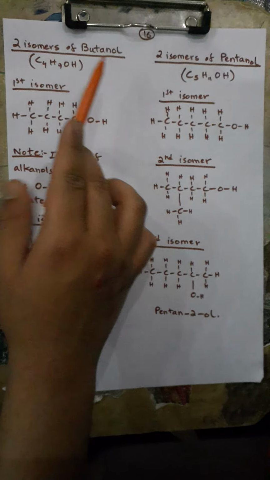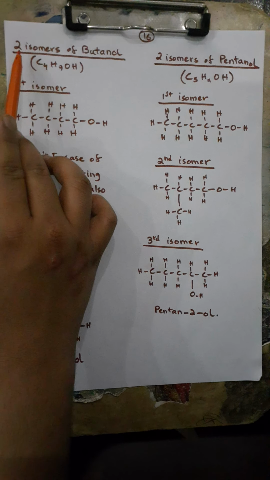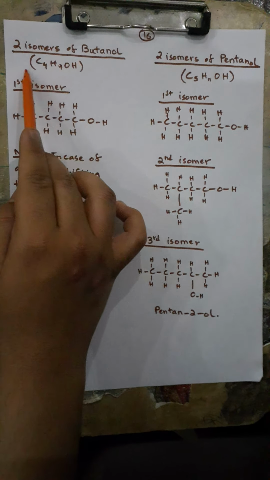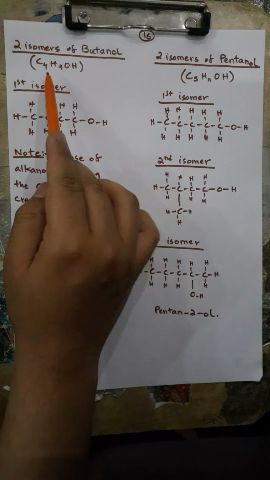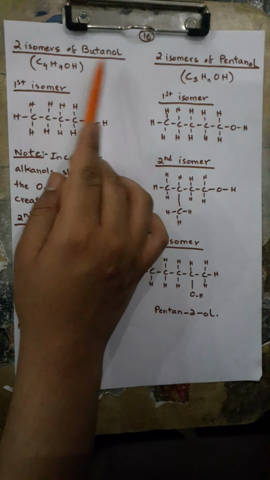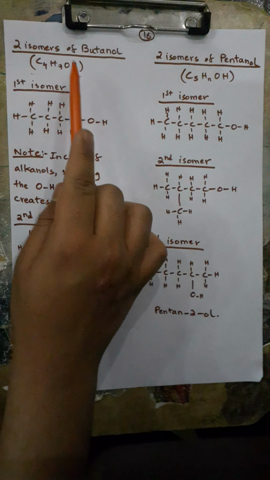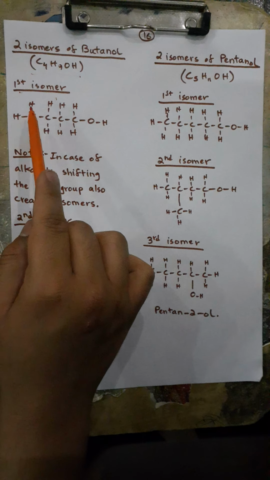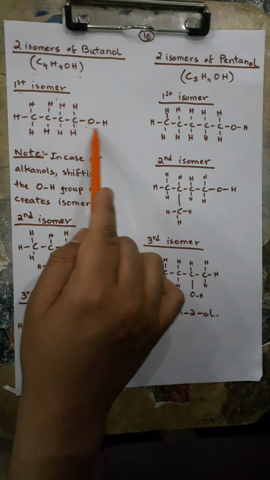Now what's the next question? The next question says to draw 2 isomers of butanol. Now this is the alkanol family. Now coming to butanol, this is C4H9OH. We know that the first isomer is simple: 4 carbons, and then there's OH.